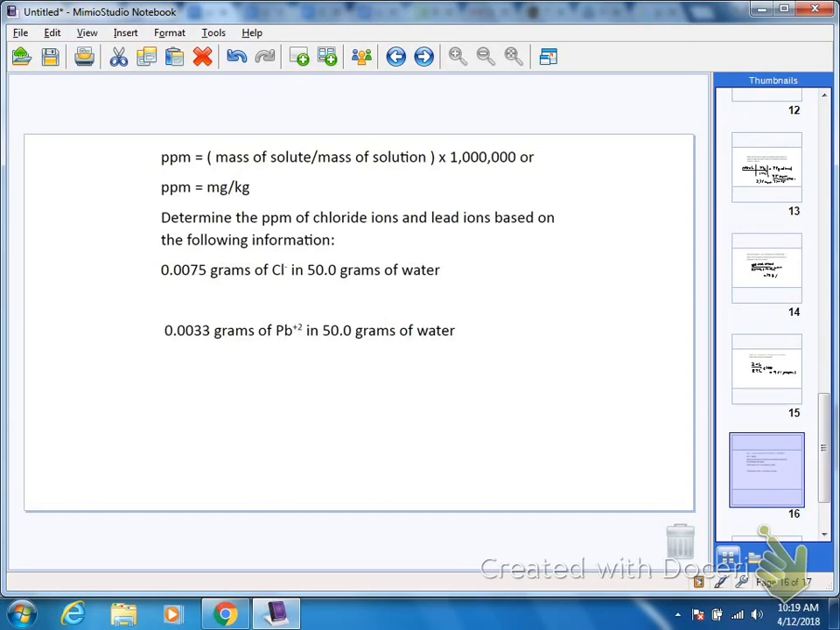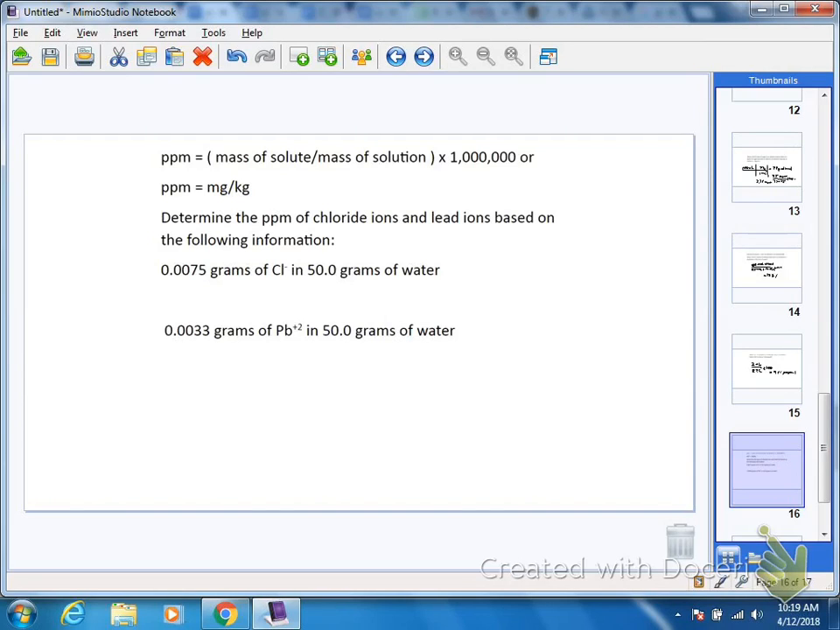You can do it 2 ways. You can take the mass of the solute divided by the mass of the solution, times it by 1,000,000, or sometimes you're given milligrams per kilogram, and it makes it easier. Because the difference between a milli and a kilo is 1,000,000. So when you take a milligram divided by a kilogram, you get parts per million. So go ahead and do.